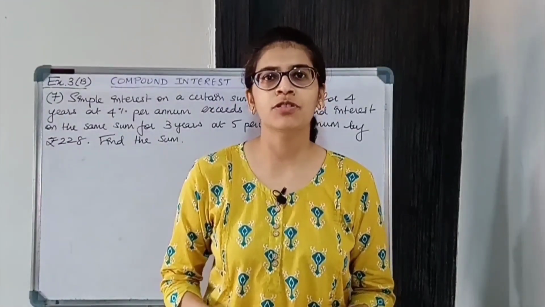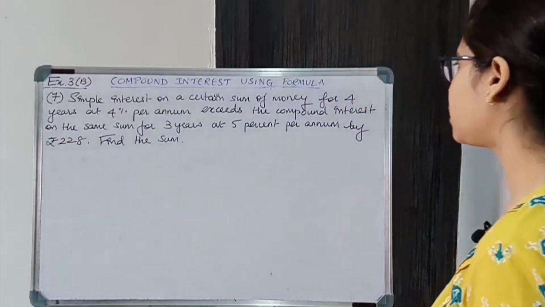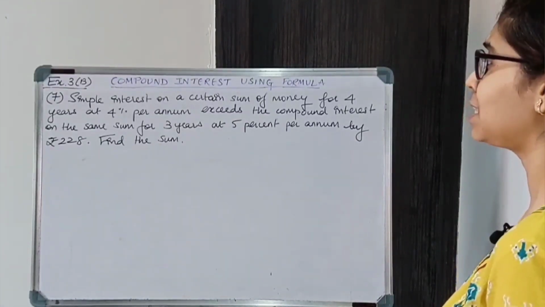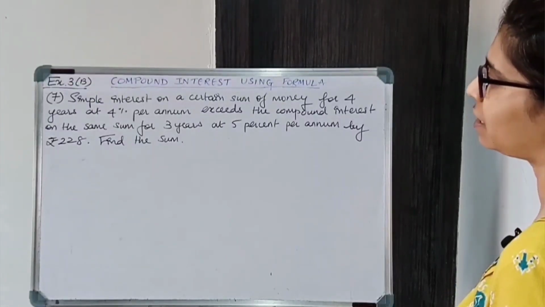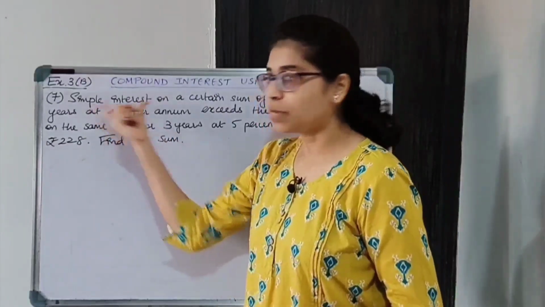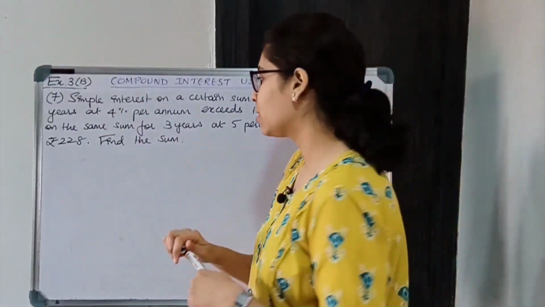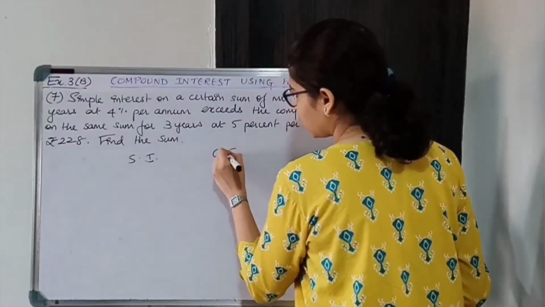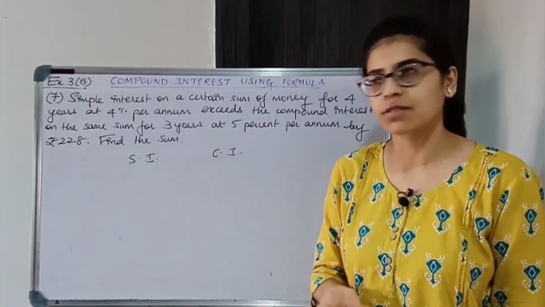Coming to the next question, question number 7. Simple interest on a certain sum of money for 4 years at 4% per annum exceeds the compound interest on the same sum for 3 years at 5% per annum by rupees 228. Find the sum. There are two interests given over here, simple interest and compound interest. So let us write down all the information for simple interest and compound interest.